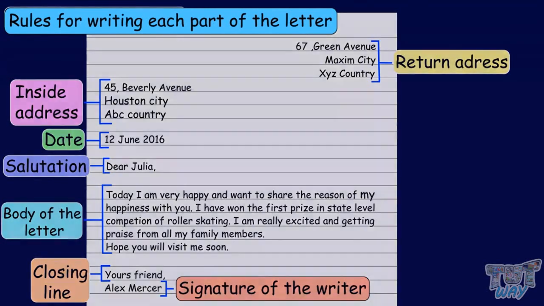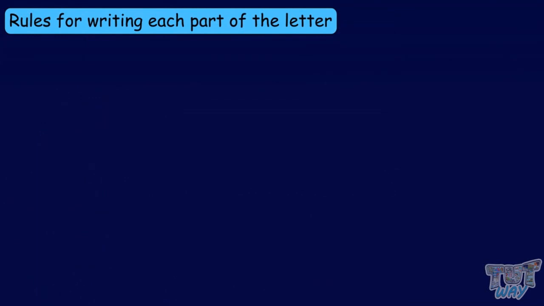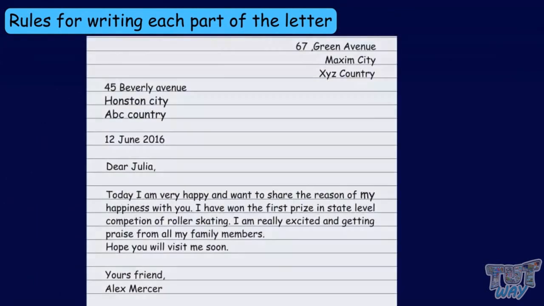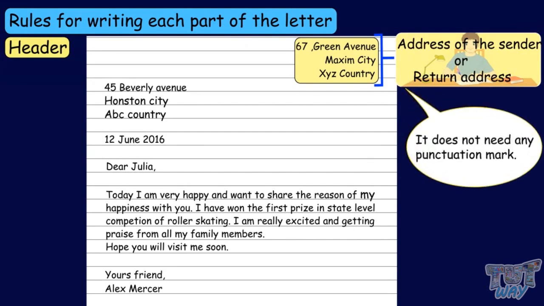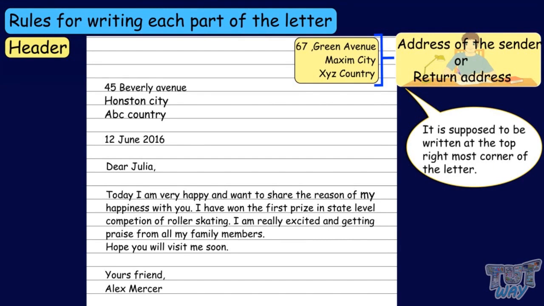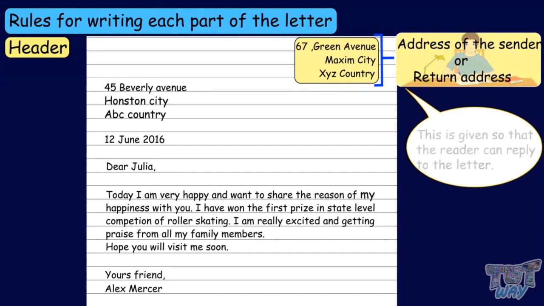Now let's learn some rules for writing each part of the letter. Header. First of all, the header contains the address of the sender or the return address, and it does not need any punctuation mark. And it is supposed to be written at the top rightmost corner of the letter, and this is given so that the reader can reply to the letter.